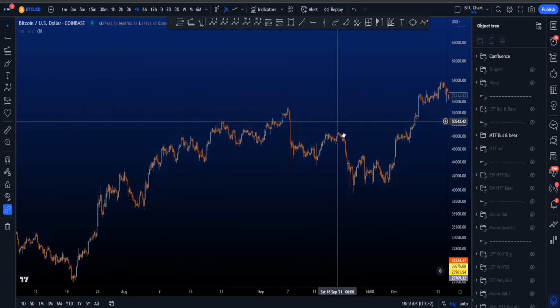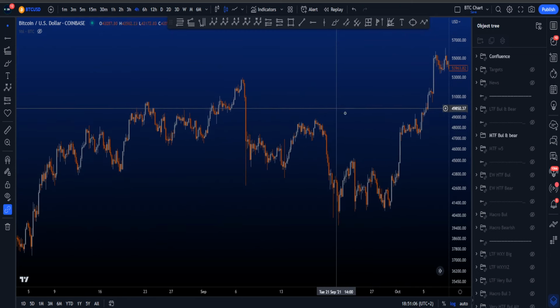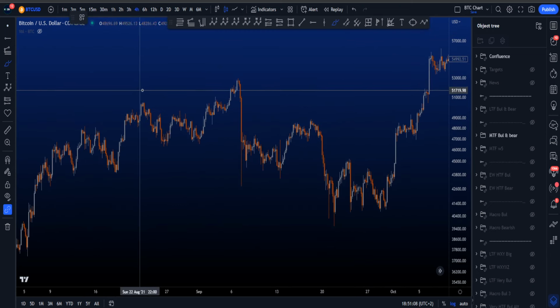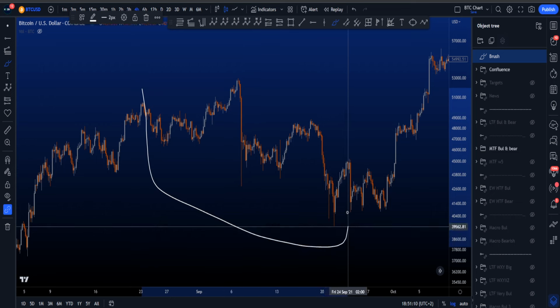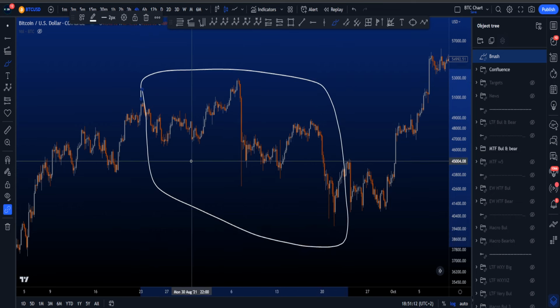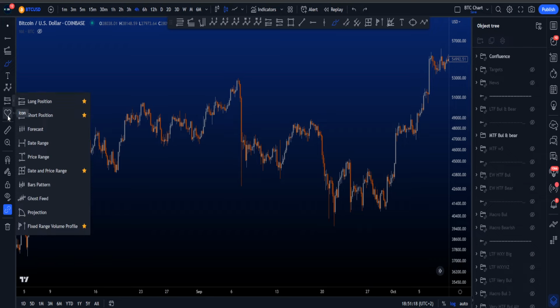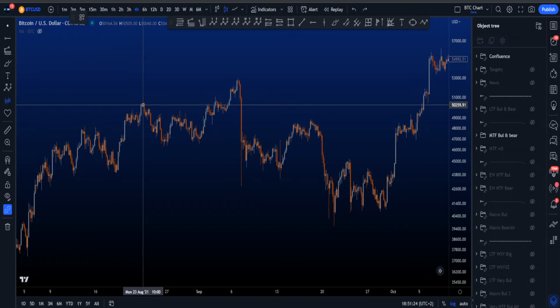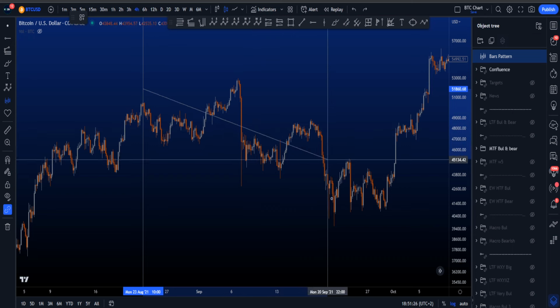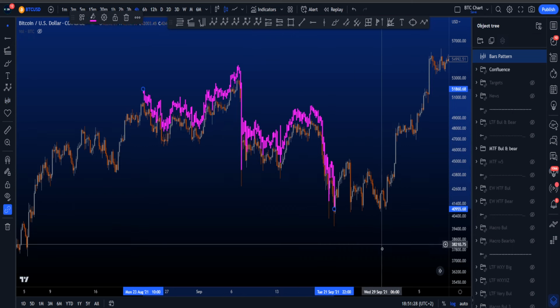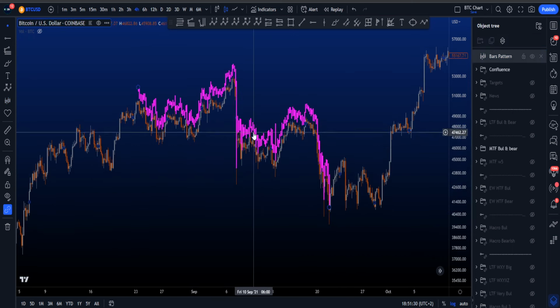So what I did, and this is an educational part of the video, is basically copy this structure over here and put it on the current price action. You can copy this structure by using these tools just above the icons. You unfold this list and go to the bars pattern, and then you select this high over here, in my case with what I've just shown, all the way to the low over here. And as you can see, I then get a bars pattern.